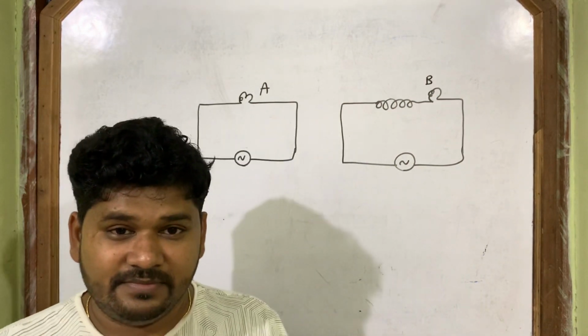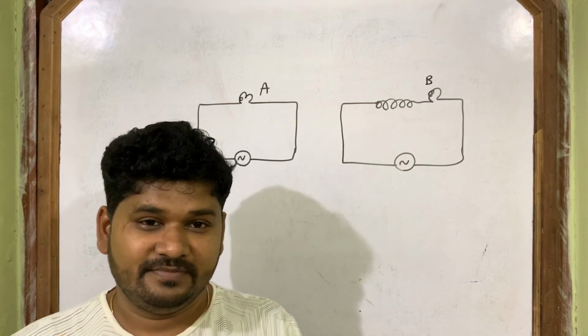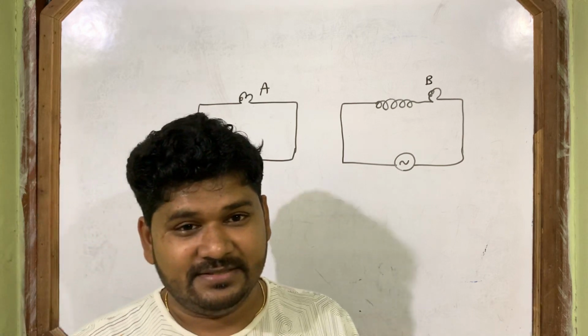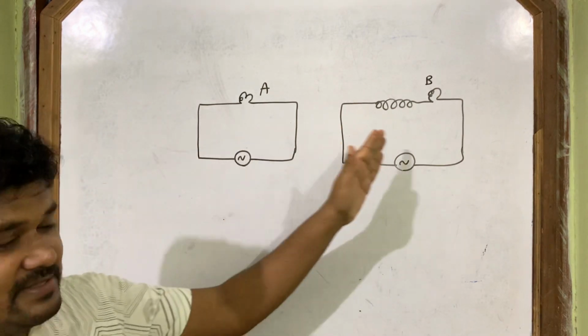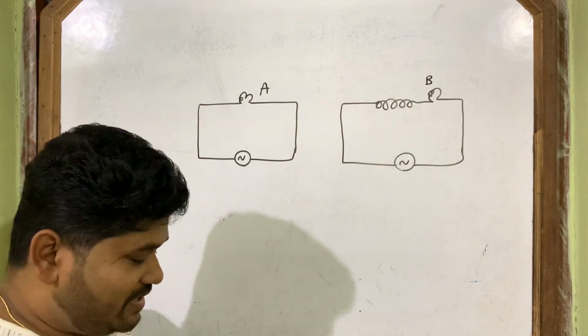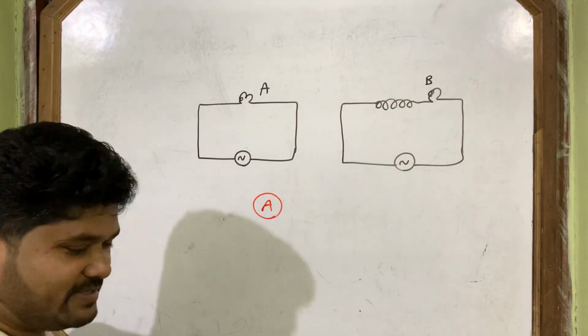Pause the video and think of the answer. Which bulb will glow fast? Then now play the video and see the answer. What answer have you written? If you have written bulb A, then you are correct.